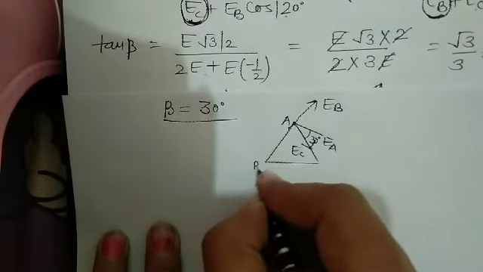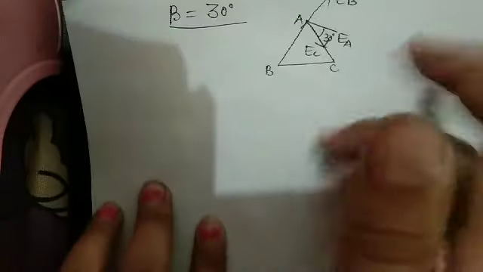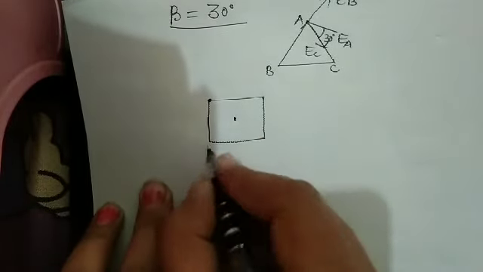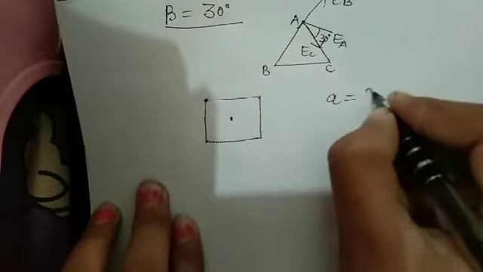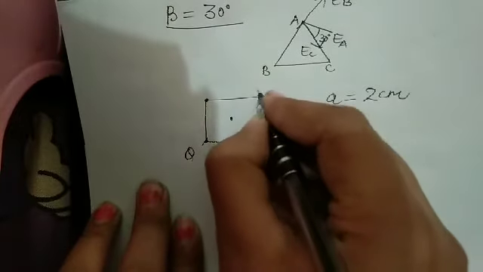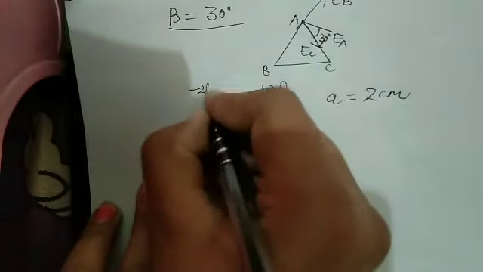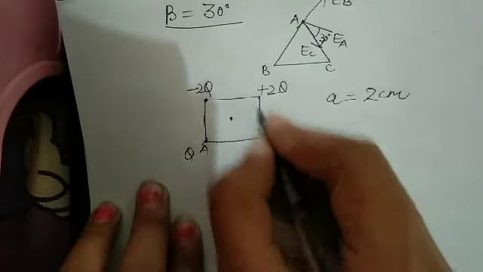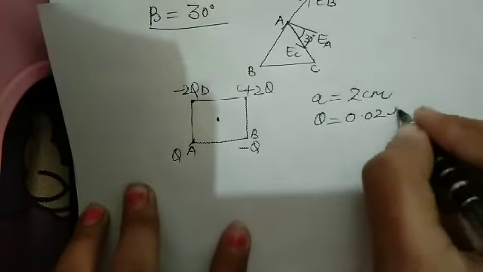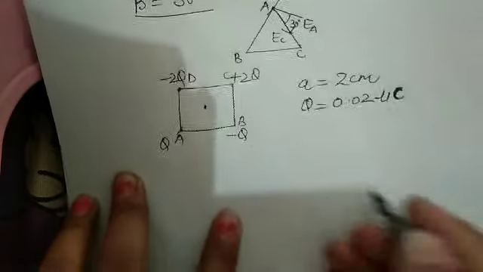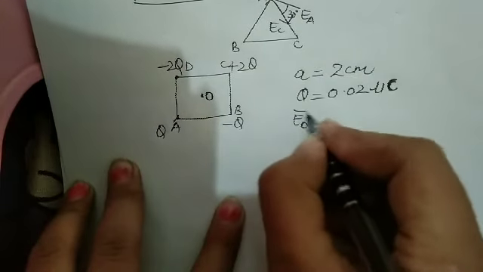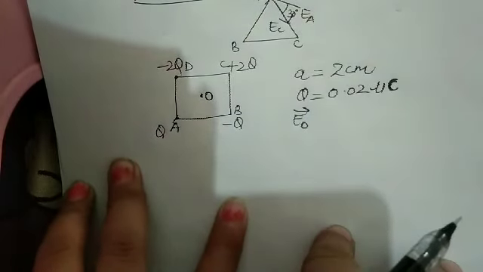For self-assessment, I am giving you a question to solve. You have to calculate the value of electric field at the center of a square having side A equals 2 centimeter, if 4 charges, plus Q, minus Q, plus 2Q, minus 2Q, are located at the 4 vertices A, B, C and D of the square, where Q equals 0.02 microcoulomb. So that's your task, to calculate the electric field at O. If you have any query, you may ask. I will provide you the solution of this question.